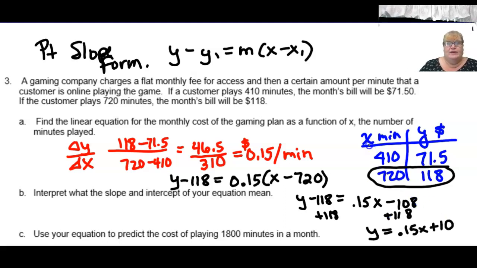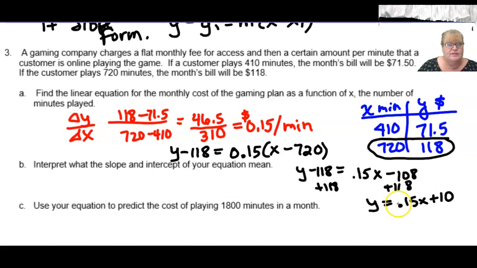Now, somebody probably figured that out, because if you went back and said it's 15 cents a minute, back up here for 410 minutes would be 410 times 0.15, and you get 61.50. So the difference between this and 61.50 is $10. So the flat fee had to be 10. That's making sense. It's working with what we got here. So this is really our answer to A, except maybe we should write the cost equals 0.15x plus 10.